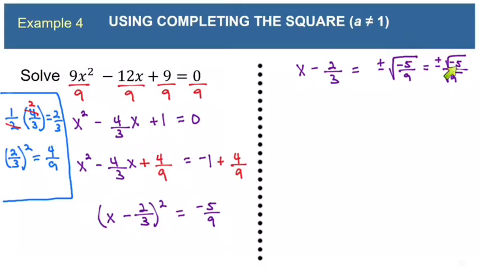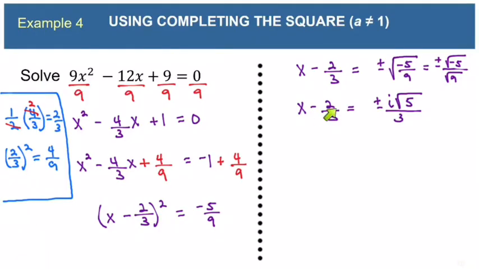So I'm going to write it like this, because if I have it written this way, in the denominator the square root of 9 will reduce to 3. Also notice that in the top we have the square root of -5, so we know that the negative will come out of the radical and be i. So now we have x minus 2/3 equals plus or minus i times the square root of 5 over 3.